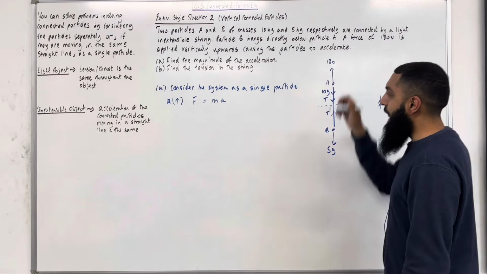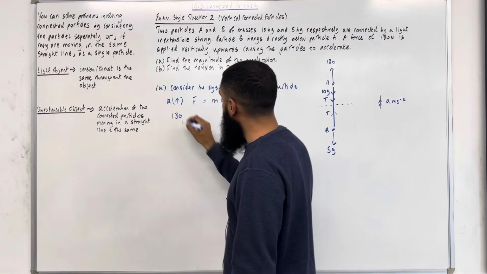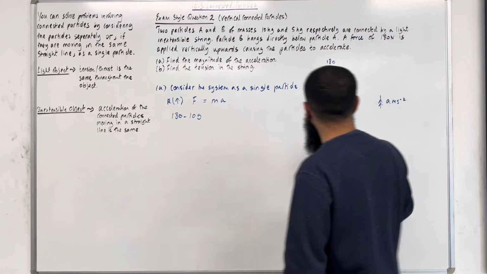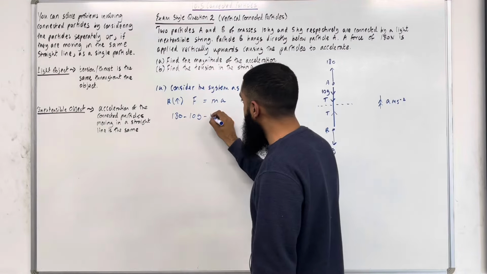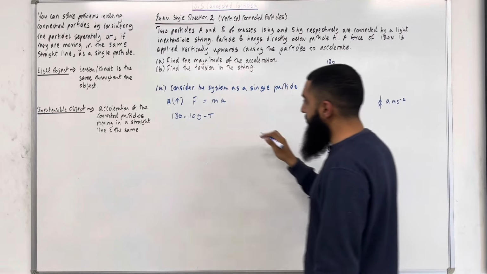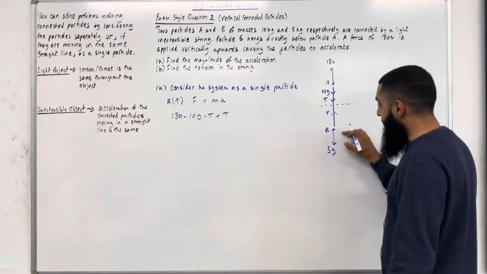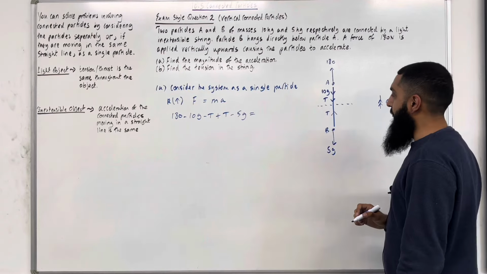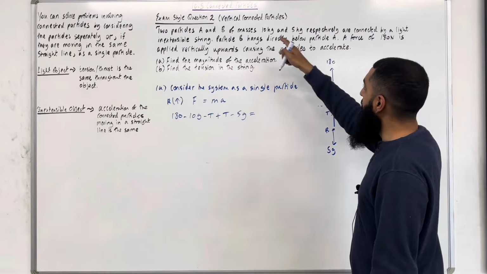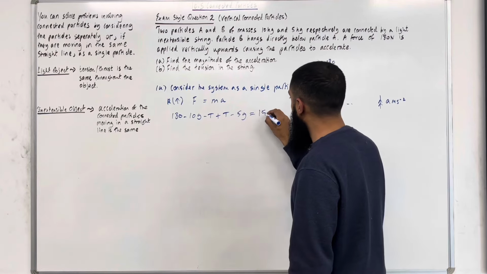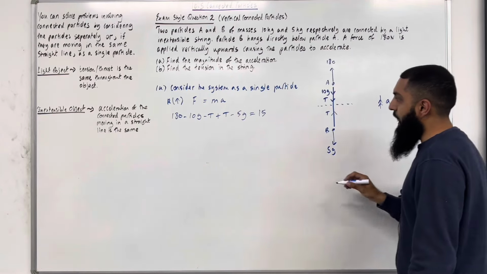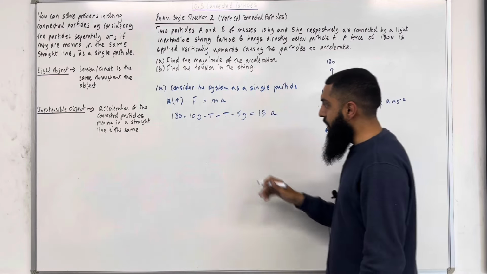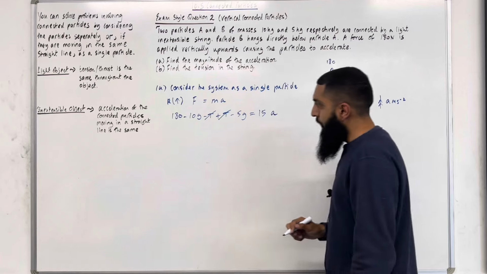So I've got 180 acting upwards, minus 10g acting downwards, minus T acting downwards, plus T acting upwards, minus 5g acting downwards. This is equal to the combined mass. So the combined mass will be 10 plus 5, which is 15, multiplied by the acceleration a. Now, as you can see over here, ladies and gents, the T's will cancel, so the minus T plus T cancel.